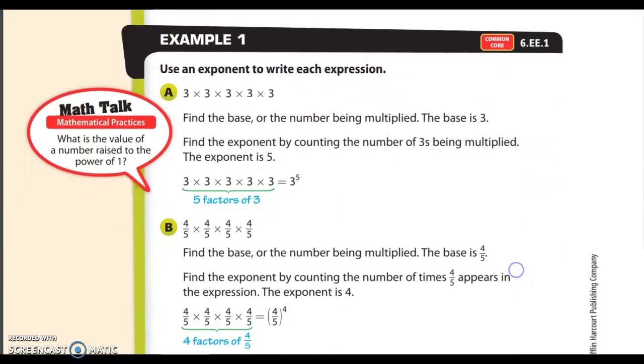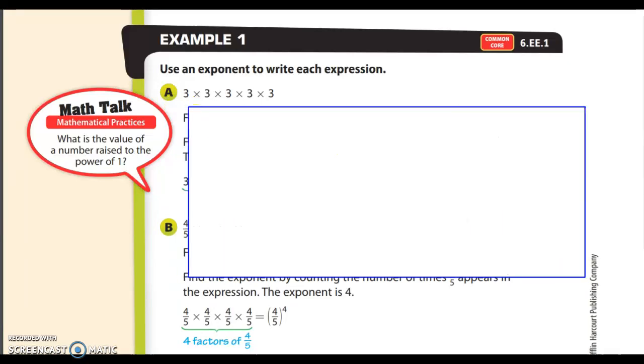Example 1 reads, use an exponent to write each expression. So what I do, I guess we'll read this and then I'll cover it up. A is 3 times 3 times 3 times 3 times 3. So it says find the base or the number being multiplied. The base is 3. It says find the exponent by counting the number of 3's being multiplied. The exponent is 5. And we're not computing an answer just yet. We're just writing what the problem is. So if I didn't have anything here and it said what is the problem, I would say there's a bunch of 3's. So the answer is 3 to the power of, and then I count them. 1, 2, 3, 4, 5. So no 5's in the problem, but the 5 here means that there are 5 3's.